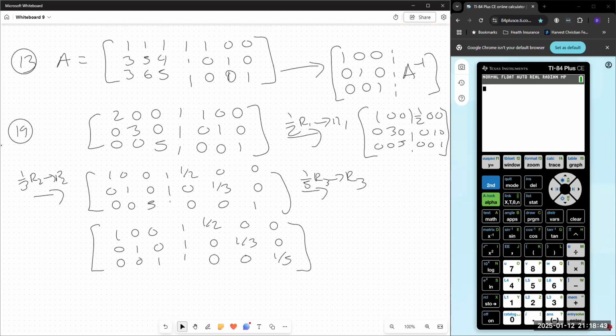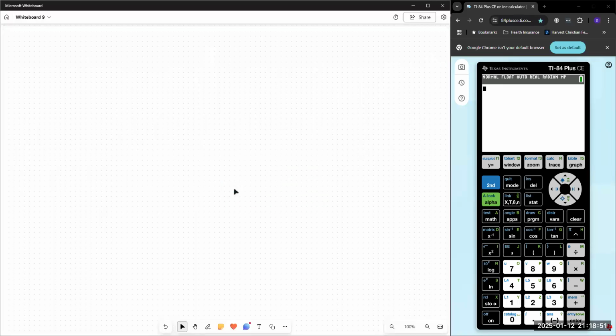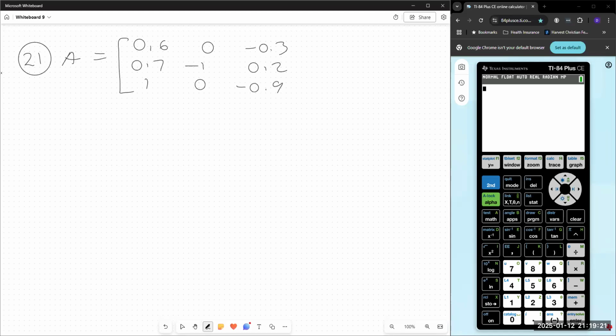What I'm not going to want to do by hand is number 21 with all of the decimals, and there are going to be repeating decimals. They're going to want the answer in decimal form. So number 21 has A that's given to me as 0.6, 0, negative 0.3, 0.7, negative 1, 0.2, 1, 0, negative 0.9. Now I'm going to want to augment that with my identity matrix.